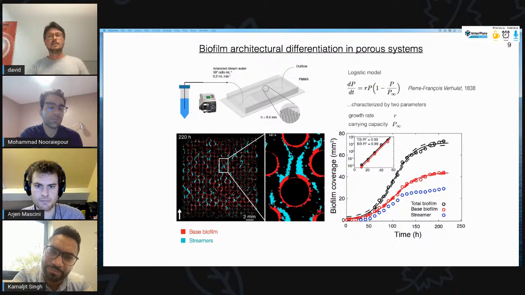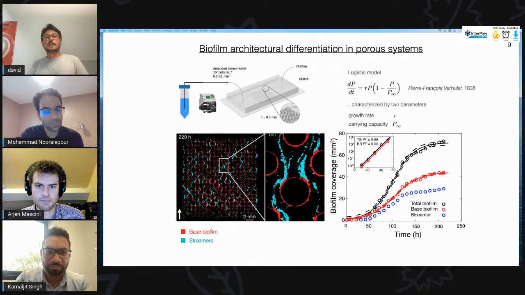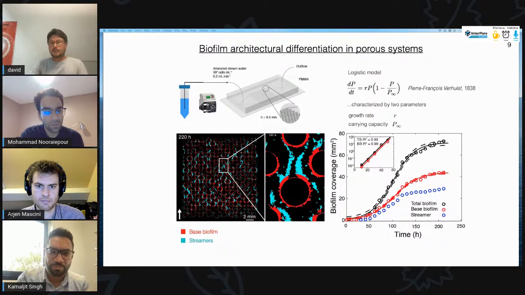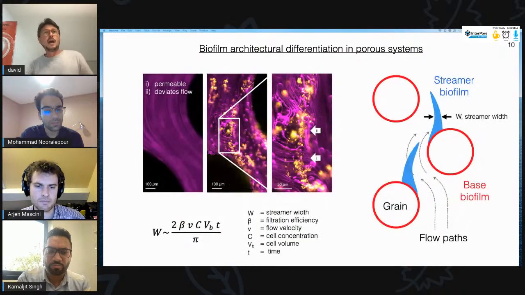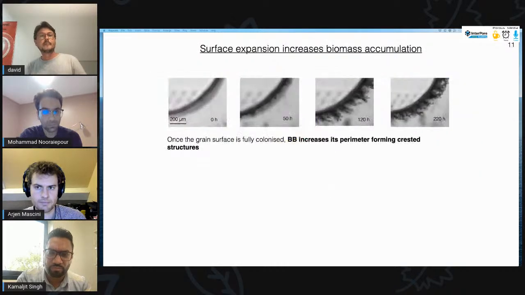The base biofilm could be described by a population growth model, which basically explains the binary division of microbial cells, while the streamer dynamics followed a linear increase that we described with a physical filtration model. So how it works: as the flow extrudes the biofilm from the grain surface, these formed filaments will cross the flow and increase in size by filtering the cells flowing by.